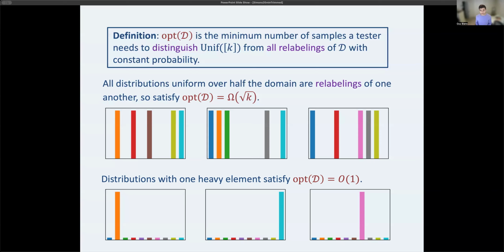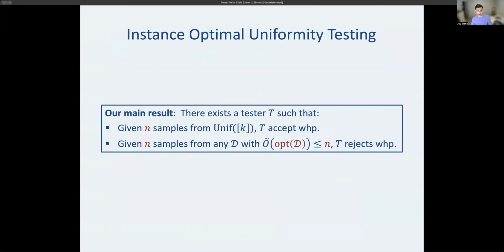Okay, so now that we have our notion of opt, I can tell you our first main result, which is we give an instance optimal uniformity tester up to log factors. So it's a single tester. It doesn't need to know anything about the distribution it's testing, with the guarantee that it will with high probability accept the uniform distribution, and given n samples, for any distribution that could be tested with roughly n over log n samples, it rejects with high probability.